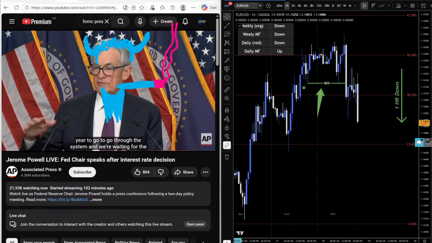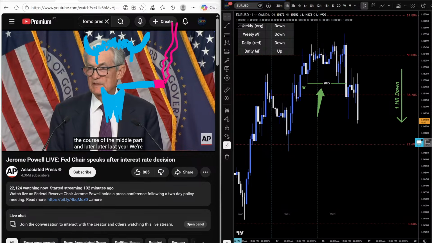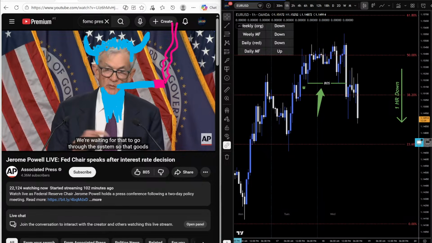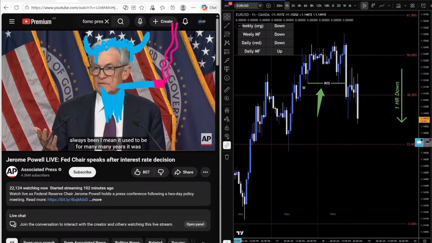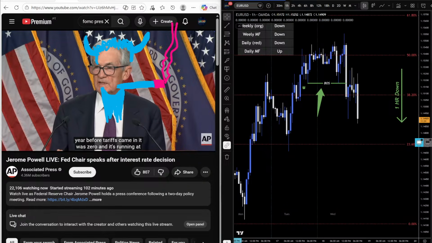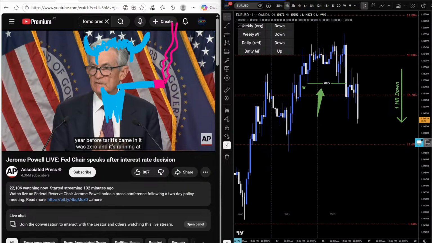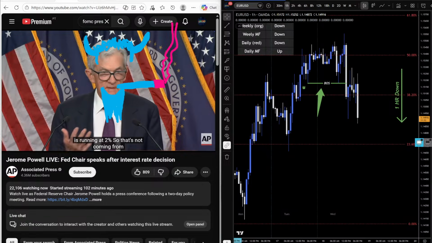We're waiting for that to go through the system, so that goods inflation will return closer to what it's always been. I mean, it used to be for many years it was negative, and then the year before tariffs came in, it was 0, and it's running at like 2% now. So that's not coming from standard Phillips curve restrictive policy. It's coming from the runoff of a one-time thing.